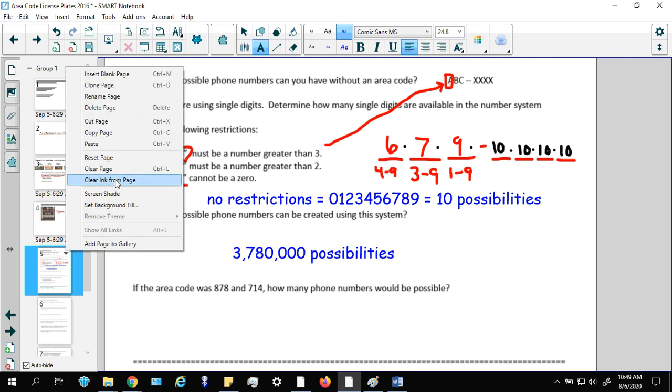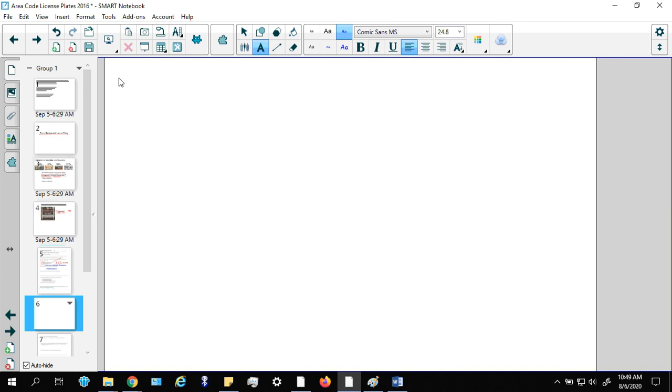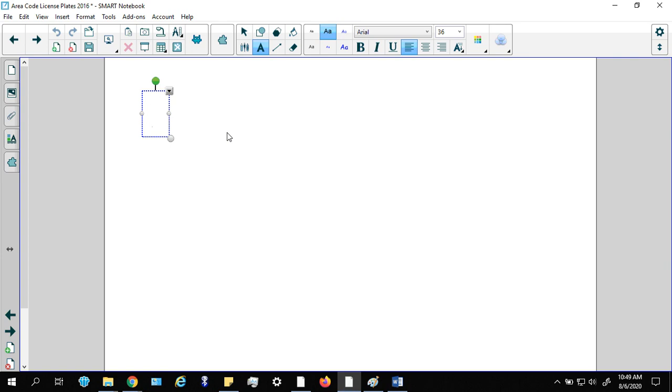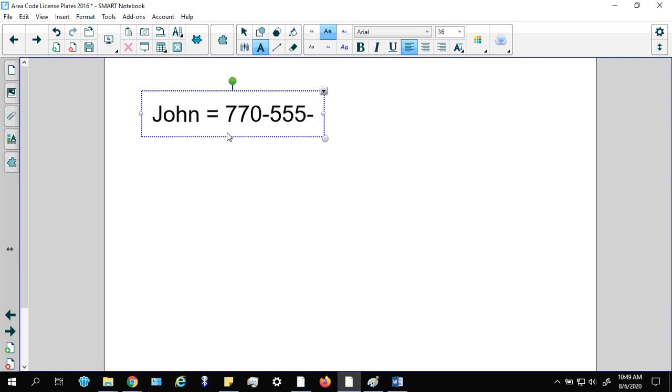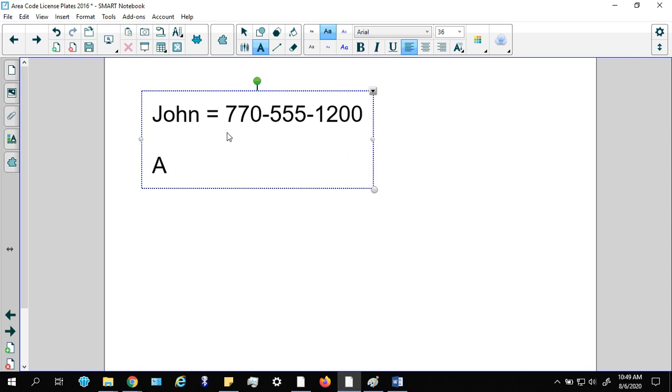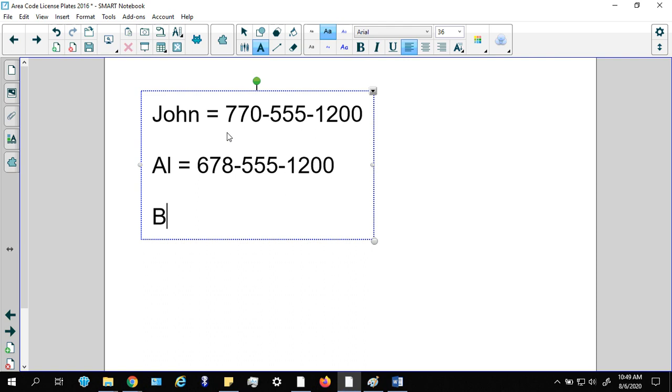Let me insert one page here. Let's go with today's current phone numbers. Let's say John had a phone number of 770-555-1200. Al's phone number, let's say, is 678-555-1200. Let's say Bob's phone number is 404-555-1200. Notice that the phone numbers are exactly the same except the area code.